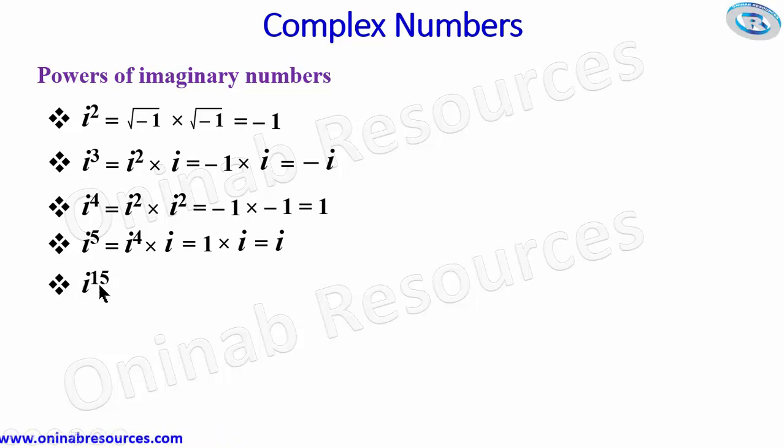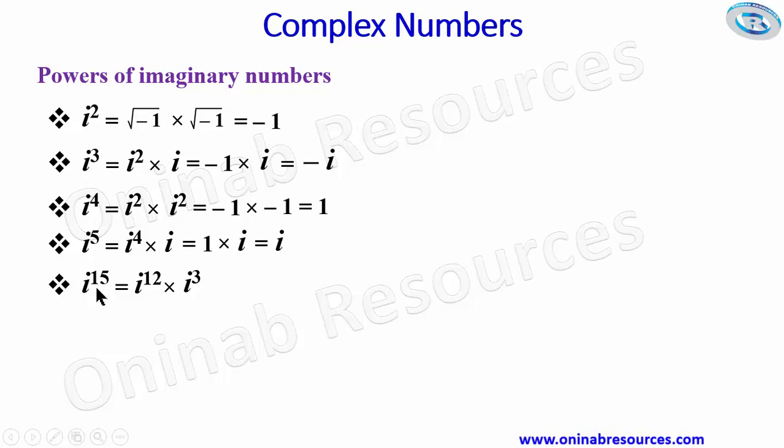We now look at i raised to power 15. Now, how do we get this very large number? If we have a very large number like this, we divide 15 by 4. When we divide 15 by 4, we are going to have 3 remainder 3. The quotient is 3. We multiply it by 4, it gives 12, then plus the 3, which means we can write i raised to power 15 as i raised to power 12, then times i raised to power 3.